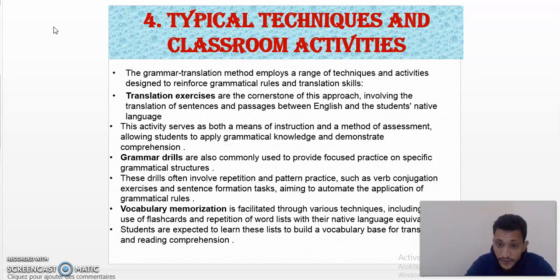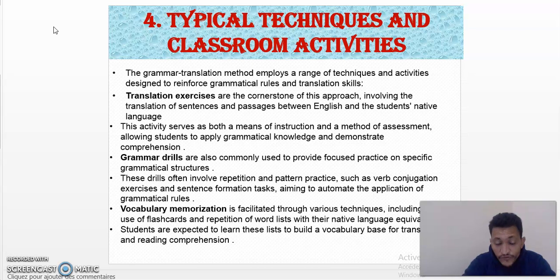It allows students to apply grammatical knowledge and demonstrate comprehension. So it gives students the chance to implement the grammatical rules they have learned, and also to demonstrate and show comprehension. Grammar drills are also commonly used to provide focused practice on a specific grammatical structure. Another technique that we use, apart from translation exercises, is grammar drills. So it gives students focused practice on grammatical structures.